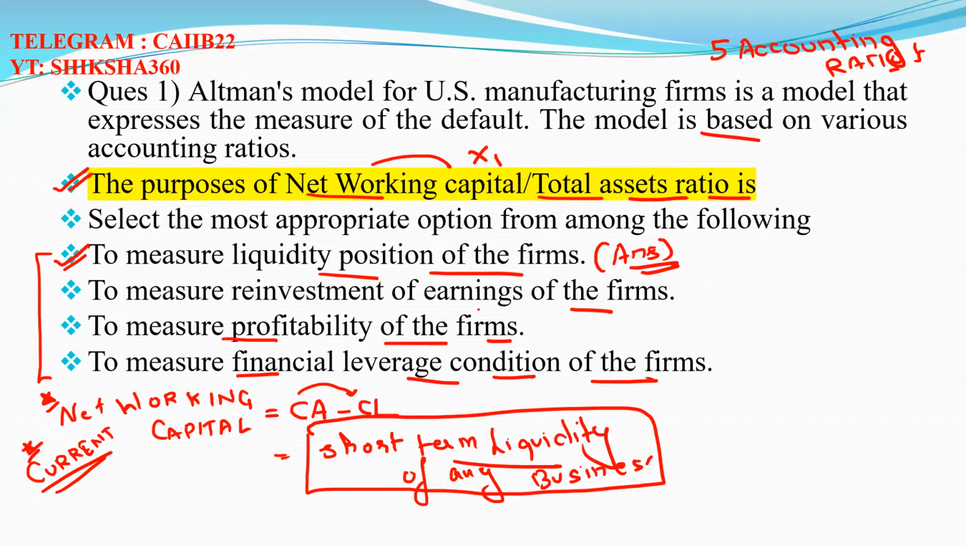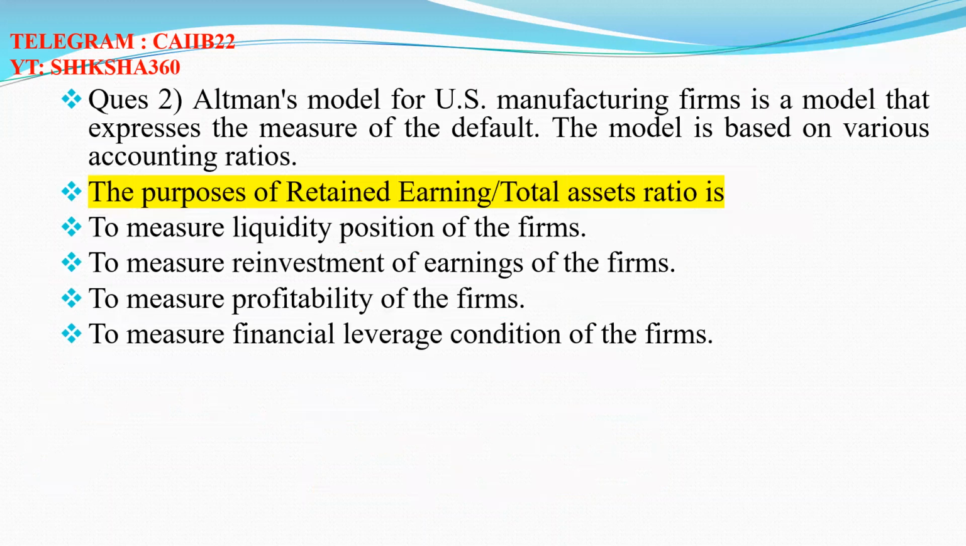Now move to the second question here. What is the purpose of the retained earning upon total asset ratio? What is the purpose of retained earning upon total asset ratio? So what is the meaning of retained earning? Basically the same four options are there.